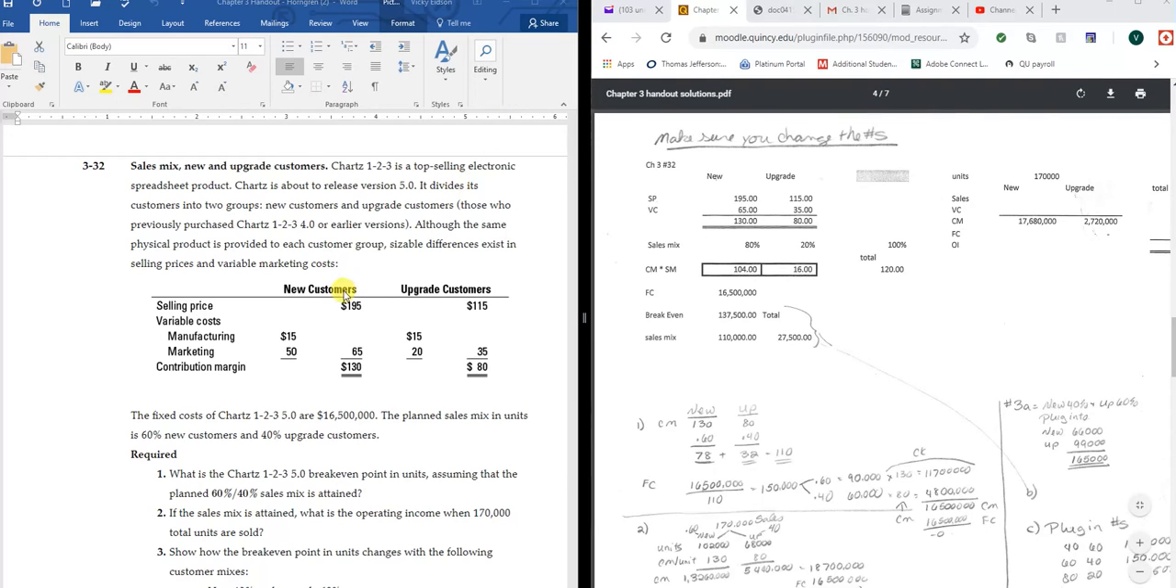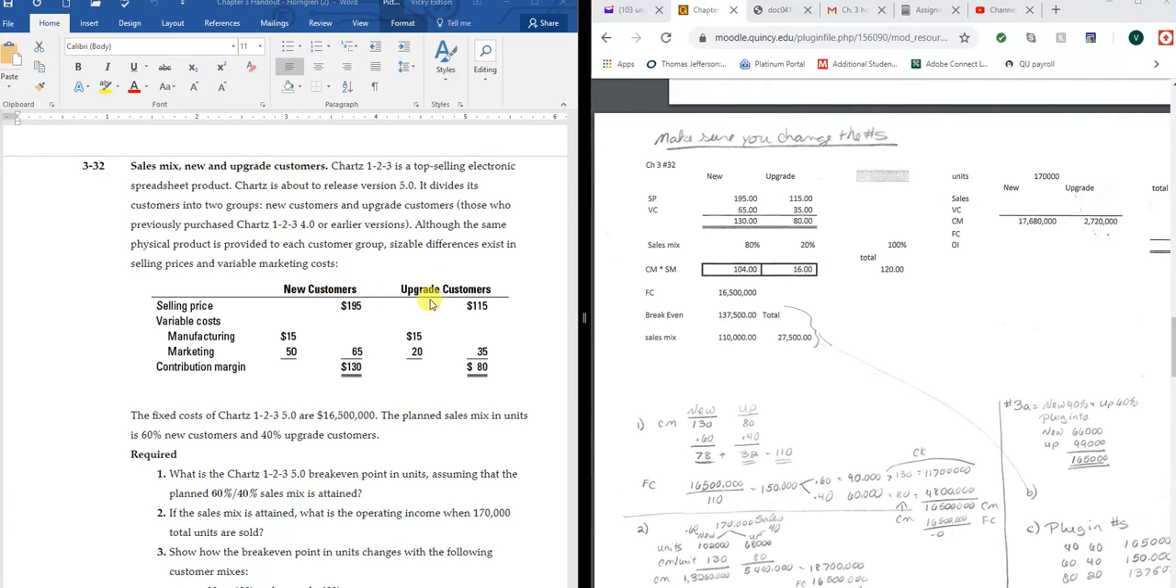So in this one we have two products, new customer and upgrade. Fixed costs are 16.5. Sales mix is 60% and 40%. Okay, so I have selling price minus variable costs. Notice manufacturing and marketing, it's a variable or a fixed cost. You don't split it up between cost of goods sold and operating expenses like you do in the income statement. It's simply fixed or variable. Okay, so we have 65 and 35, which means contribution margin of 130 and 80.